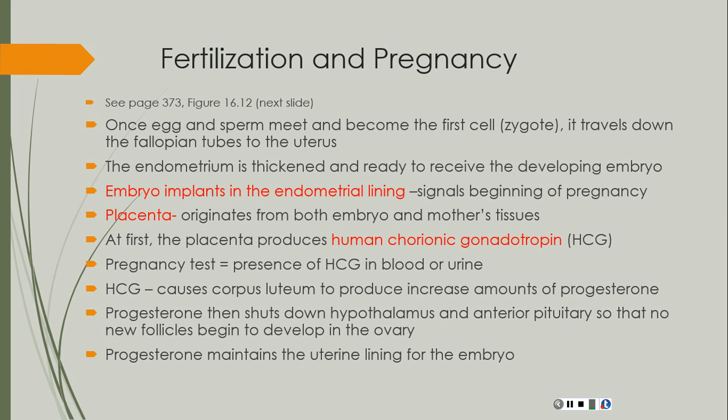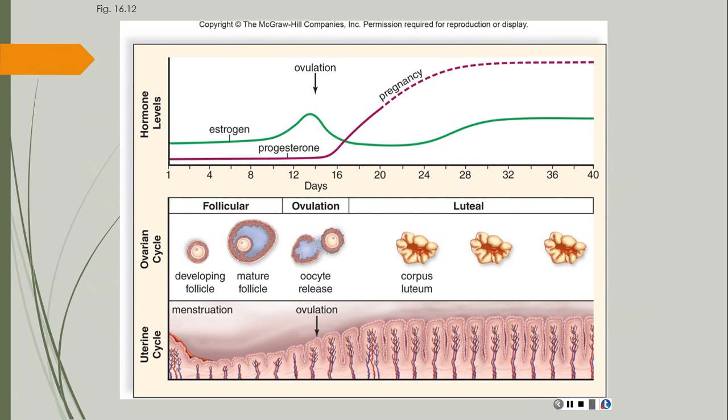The HCG also causes the corpus luteum to produce increasing amounts of progesterone. So progesterone then shuts down the hypothalamus and the anterior pituitary so that there's no more new follicle development. So it's going to take care of one developing fetus at a time, or twins, if you will, or triplets, but only that birthing focus at one time. And then the progesterone also maintains that uterine lining for the embryos, so that's very important for it to maintain progesterone. And this is a nice illustration again in your book.